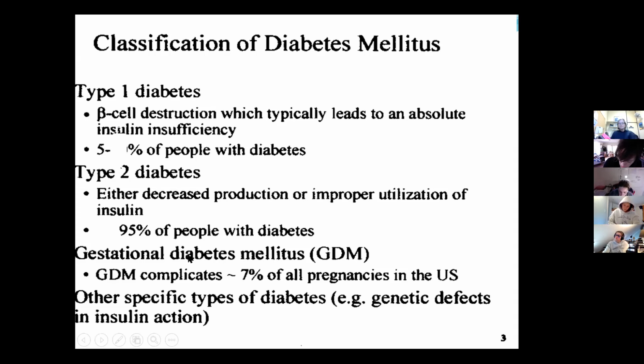And then lastly, gestational diabetes, or GDM, complicates about 7% of all pregnancies in the United States. I'm not directly going to address gestational diabetes. I'll refer to it here and there, but Professor Casey Lane will address it in one of her lectures on pregnancy and the infant of the diabetic mother.